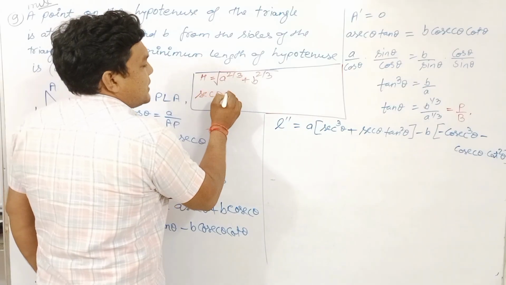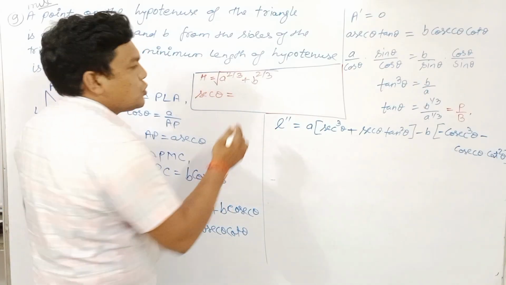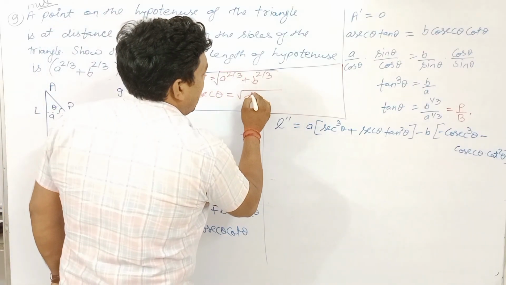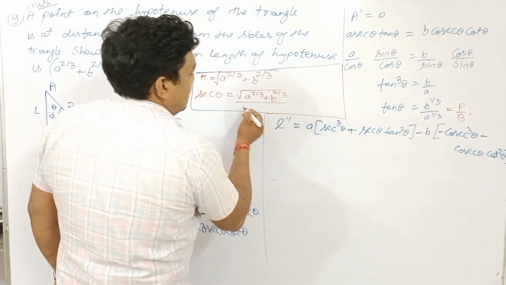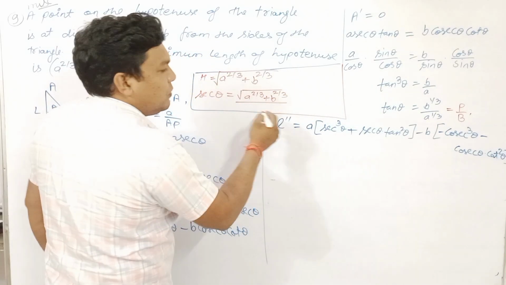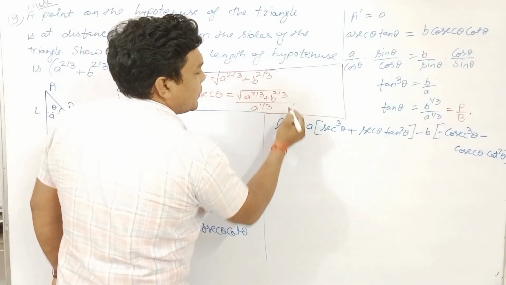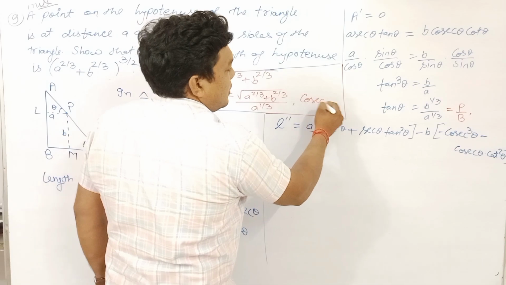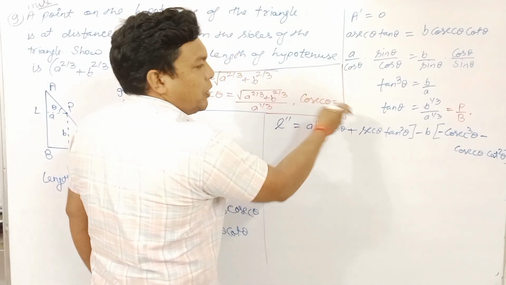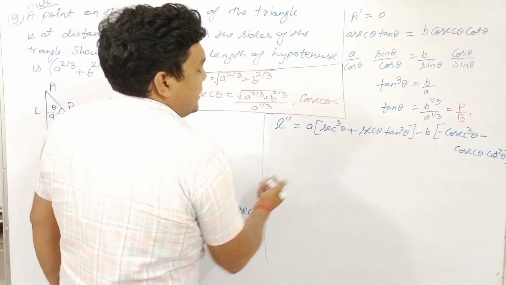Okay, so what will be sec theta? Sec theta is h upon b. So it is square root of a power 2 by 3 plus b power 2 by 3 whole upon, sec theta is h upon b, which is a power 1 by 3. Similarly, we can find cosec theta. What will be cosec theta? H upon p. So यहाँ पे find करते हैं.